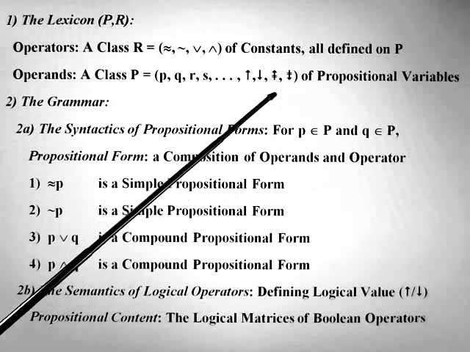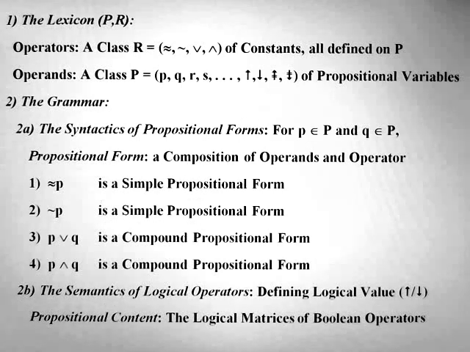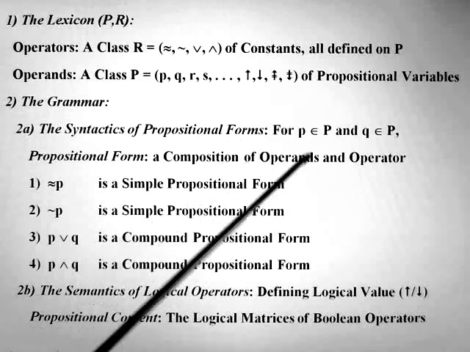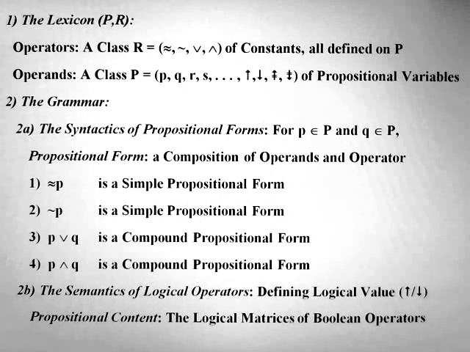Again, the up arrow represents true, but now with the equal sign, it represents necessarily true. And the down arrow represents false. And now again, with the equal sign, it represents necessarily false. Moving then to the grammar, we have rules of syntactics of the propositional forms, how we can combine the symbols to create new propositional forms or propositions. And we have the rules of semantics of the logical operators, what the meaning of these things are.